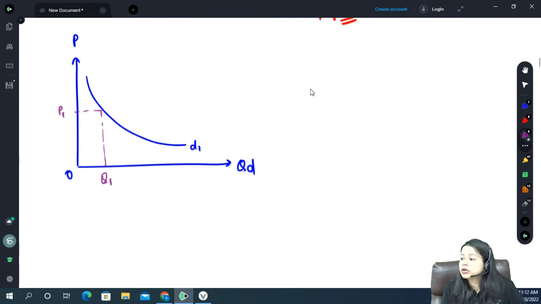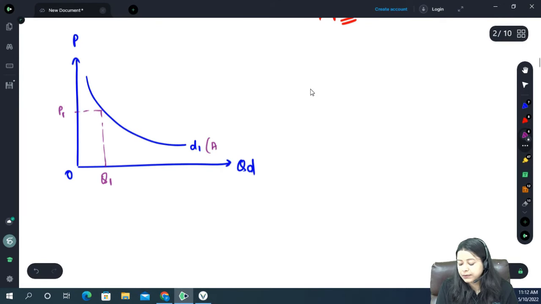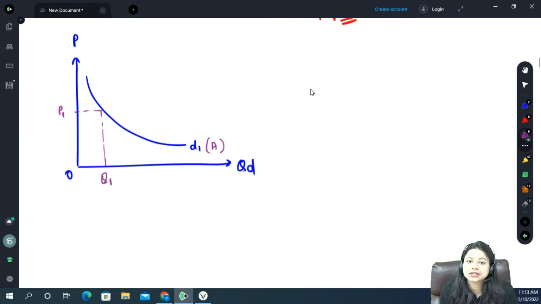What is a demand curve? A demand curve gives you the point where what quantity will be demanded. Clear? Now here D1 is actually the current demand curve of a particular person. Let's suppose person A, whose income is at a particular level. Now, A has been working very nicely and he has got a raise in his salary. So, his income is increasing.